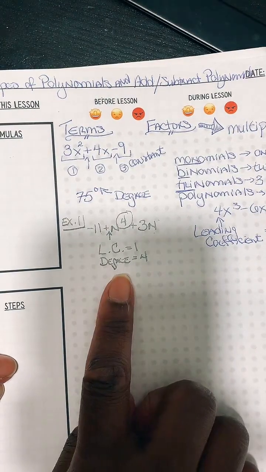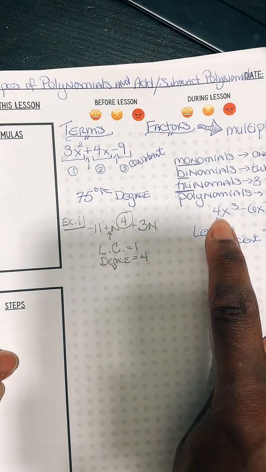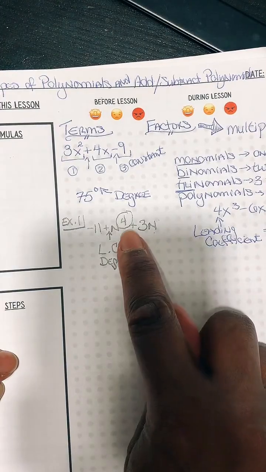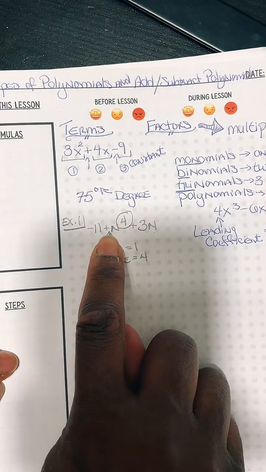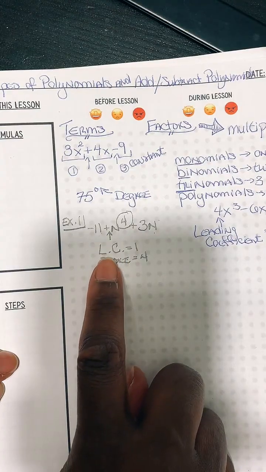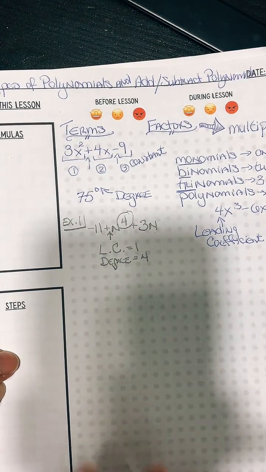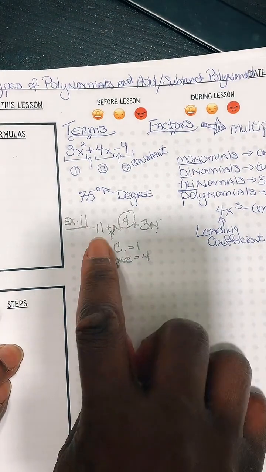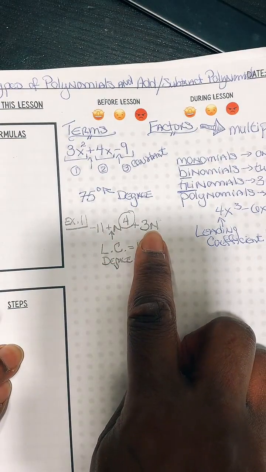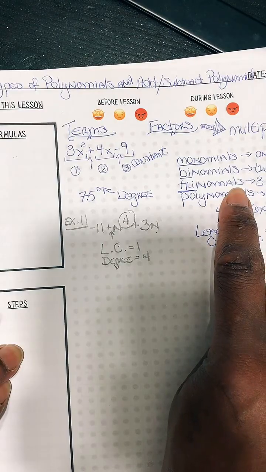So knowing my leading coefficient, everyone will assume that it's always in front, but it's not. It's always the one with the highest degree, and then the number in front of that variable will be your leading coefficient, your LC. All right? So if we have 1, 2, 3 terms, that means this is a trinomial.